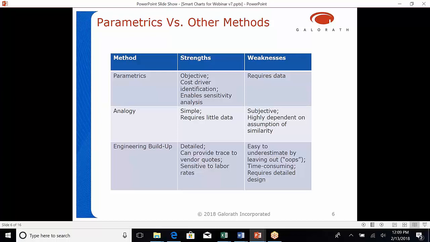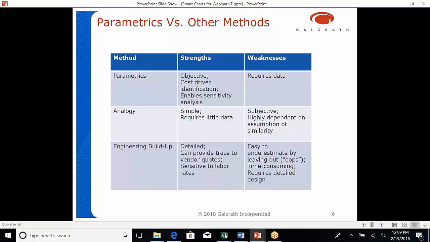It's highly dependent on the assumption of similarity. As you move away from that assumption, as we'll discuss in more detail, you start to lose touch and lose credibility with your analogy. And as Joe mentioned in his discussion, credibility is key to cost estimating. Engineering buildup. It's very detailed. It can provide traces to vendor quotes, and it is sensitive to changes in labor rates. So something that management can be interested in. Weaknesses are it's easy to underestimate by leaving things out.